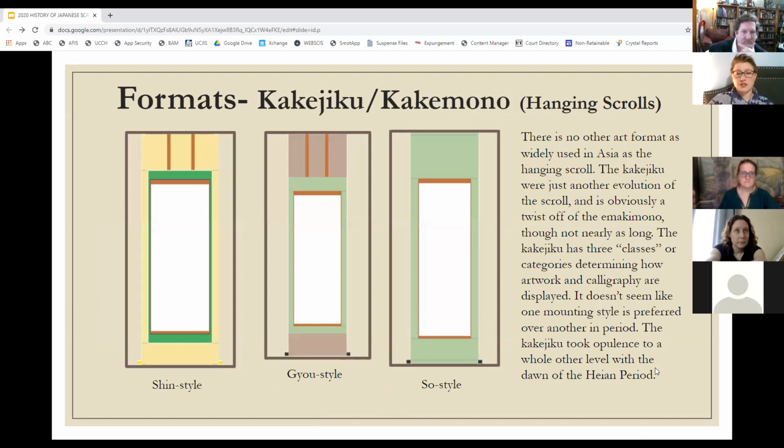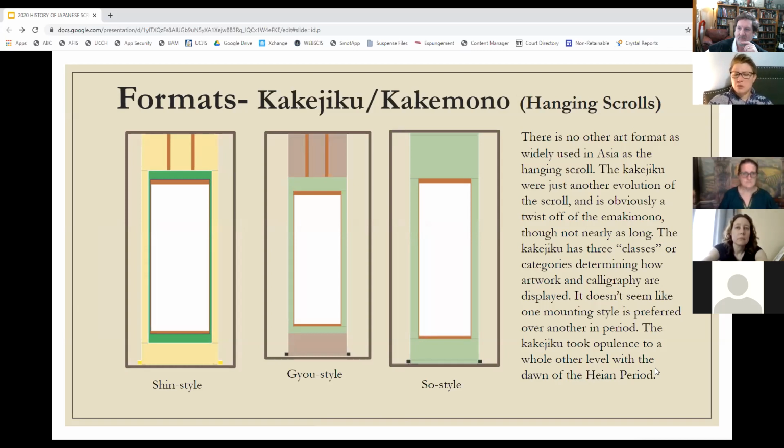Let's talk about kakejiku and kakemono. So the hanging scrolls. There's no other art form as widely used in Asia as the hanging scroll. The kakejiku was just another evolution of the scroll, the hand scroll, and it's obviously a twist off of the emakimono. Though not nearly as long, so it's not 40 feet long, I hope. Now, the kakejiku has 3 classes or categories to determine how artwork and calligraphy are displayed.